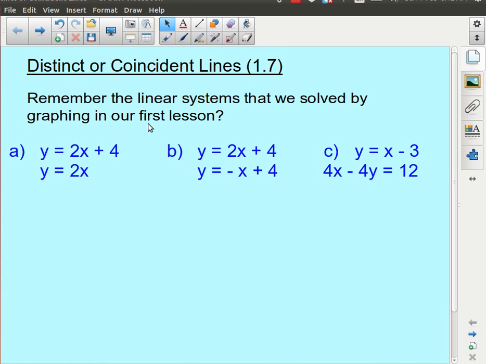In the first lesson, where I talked about solving systems by graphing, some of the systems we had, I'm not sure, I think these are the exact systems, and so you can go back and take a look at that lesson if you like, but I'm going to refresh your memory. So we had some systems with some unusual results.